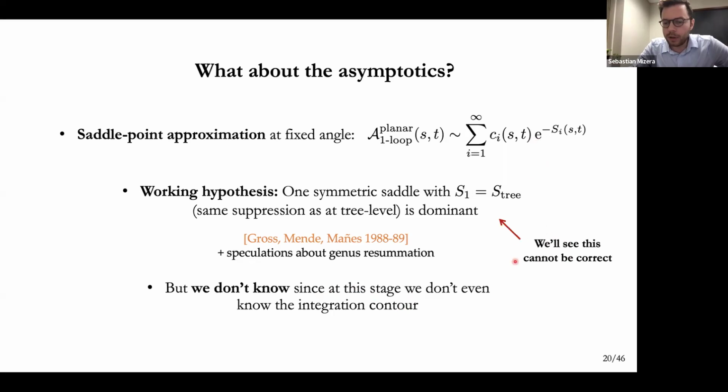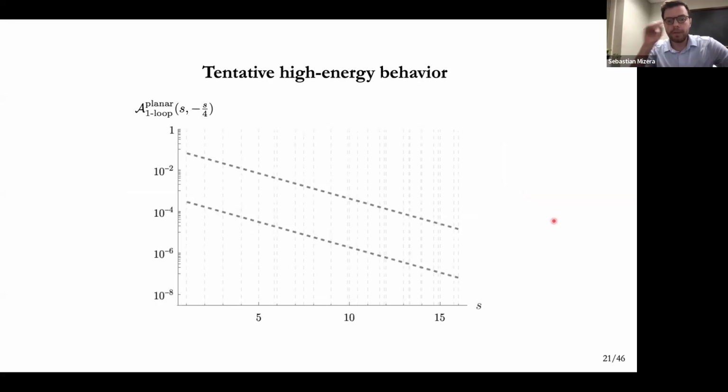Okay, and in fact, we're going to see that this story with a single saddle being the dominant one cannot be entirely correct, as we will see from the numerical data. But nevertheless, the new piece of information that we can put on this plot is the exponential suppression that is the same as I mentioned at tree level. So that means that if we manage to plot the amplitude, it would have to roughly follow these dashed lines in here.